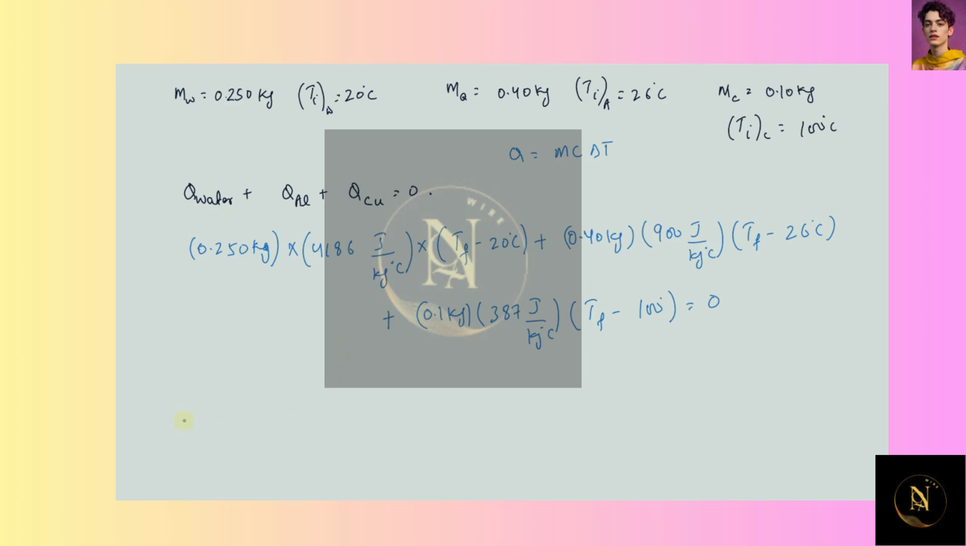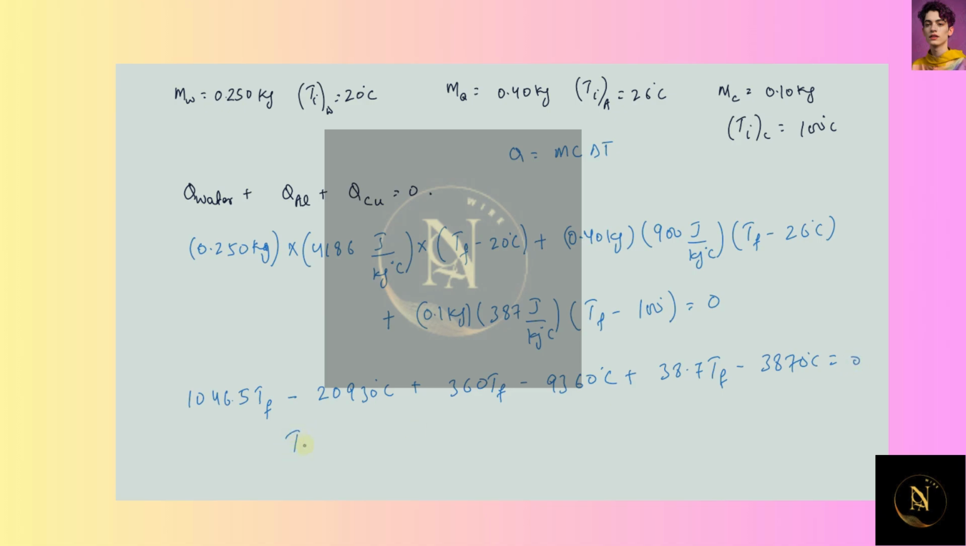Now we're going to simplify. So we'll get 1046.5 T final minus 20930 degrees Celsius plus 360 T final minus 9360 degrees Celsius plus 38.7 T final minus 3870 degrees Celsius is equal to 0.